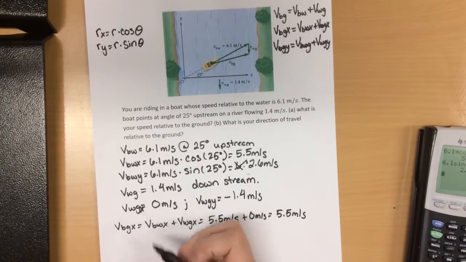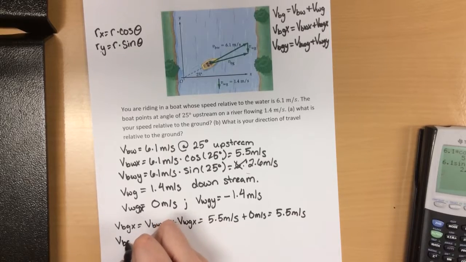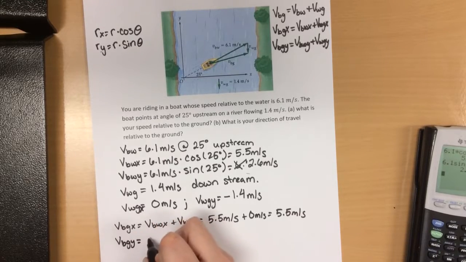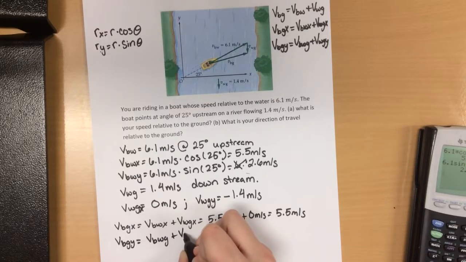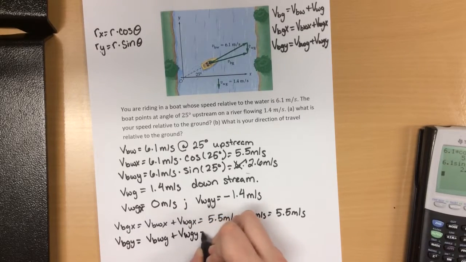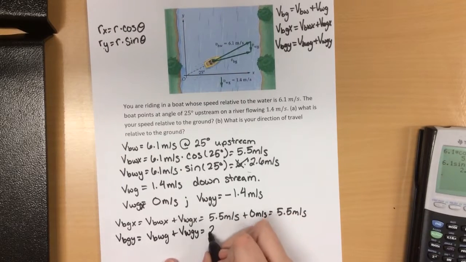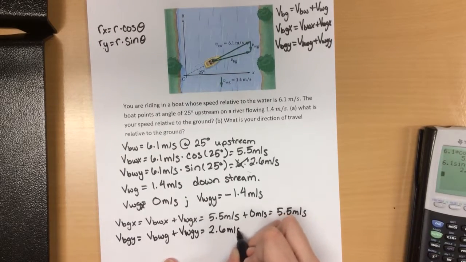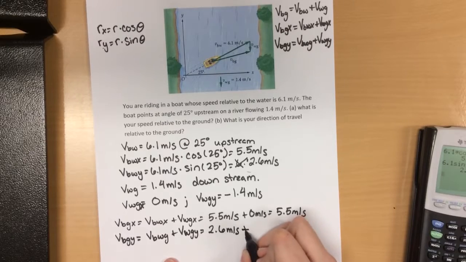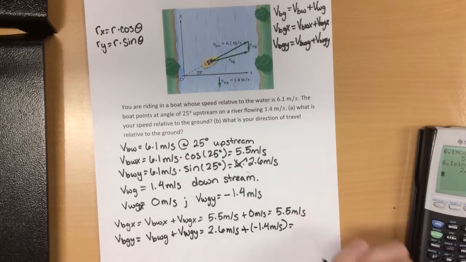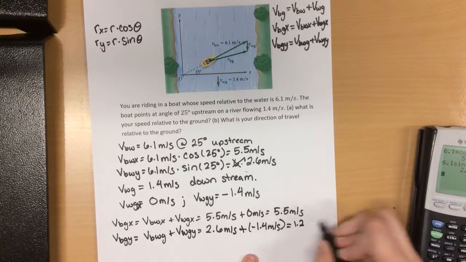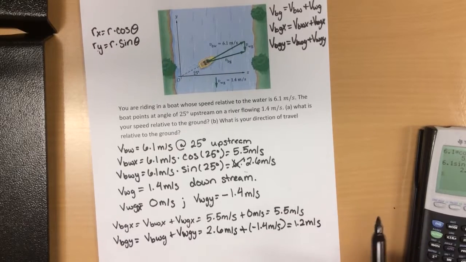Velocity of the boat to the ground in the y direction is equal to the velocity of the boat in the water in the y direction plus the velocity of the water to the ground in the y direction, which is equal to my 2.6 meters per second plus my negative 1.4 meters per second. That does give me a total of 1.2 meters per second. So now I have my x component, I have my y component.